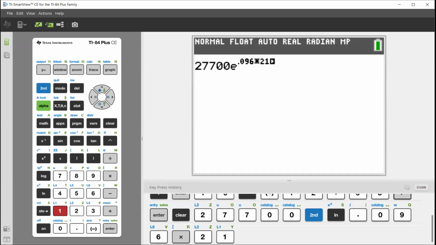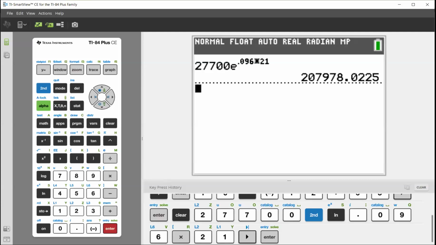Maybe your calculator requires a parenthesis to frame the exponent. Mine doesn't, because obviously it is in the exponent. But if yours doesn't show the same thing, you have to figure it out, play with your calculator, get familiar with it. You have to put a parenthesis here. Let me double check the entry. 27700 e^(0.096 times 21). Okay, that's correct. And then enter. So in the future, after 21 years, you will end up with this much money.